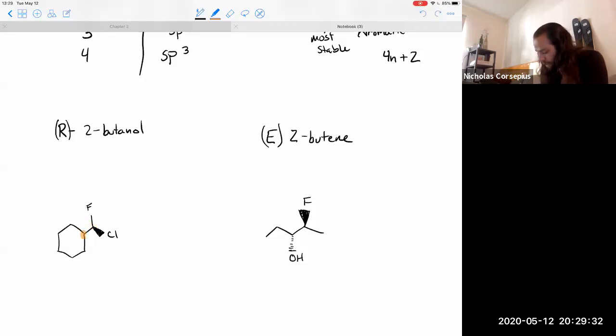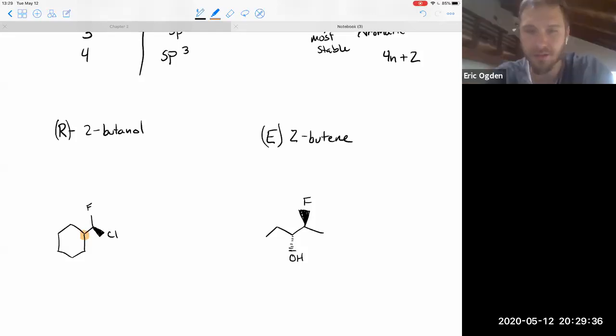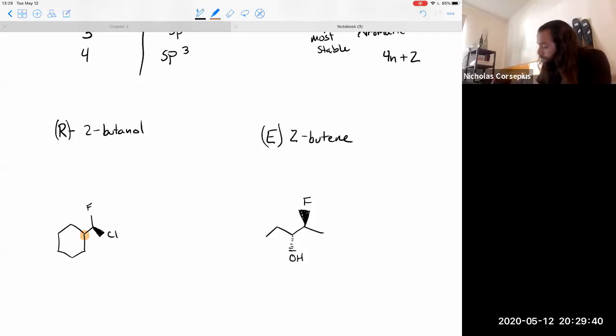Why isn't this guy a stereocenter? It has two CH2s bonded to it. They're the same group bonded to it. The bottom line is if you sort of look on either side of this molecule, let me use a different color.